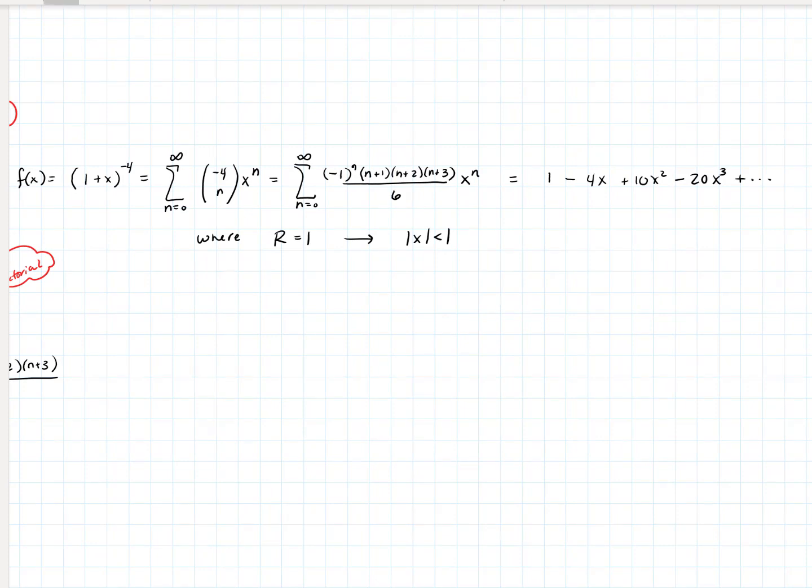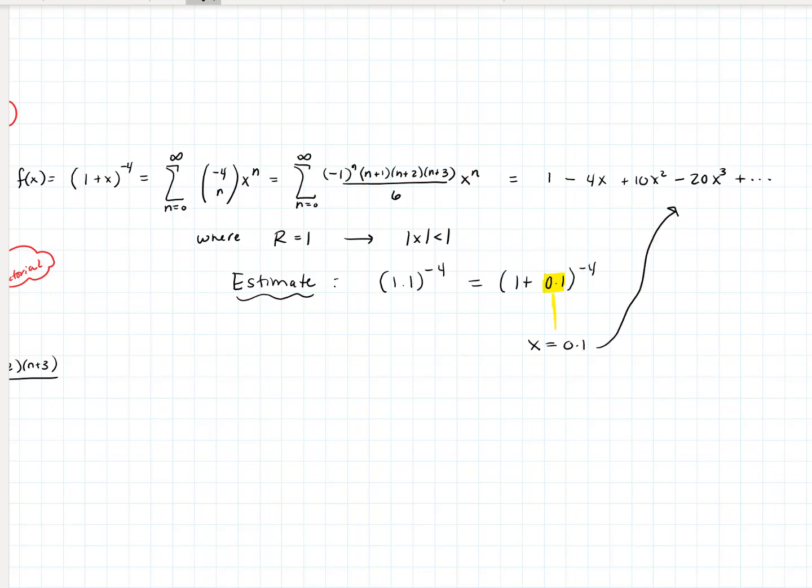We could even ask to estimate, if we wanted to estimate 1.1 to the negative fourth power. Well, that's just 1 plus 0.1 to the negative fourth, and that means that x is equal to 0.1, and we could plug that in and make some estimations.